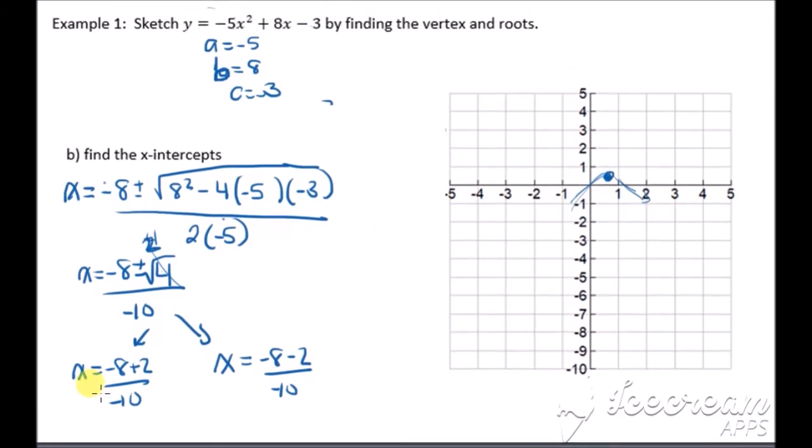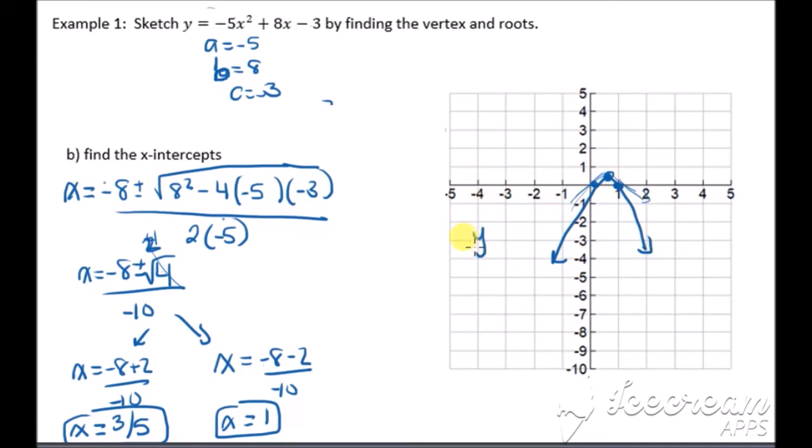Okay, so for the first 0, we're going to get -6 over -10, which is 6 over 10, which is 3 over 5. And we're going to get -8 minus 2, which is -10 over -10. So we're going to get 1 in that case. Okay, so here are two x-intercepts.